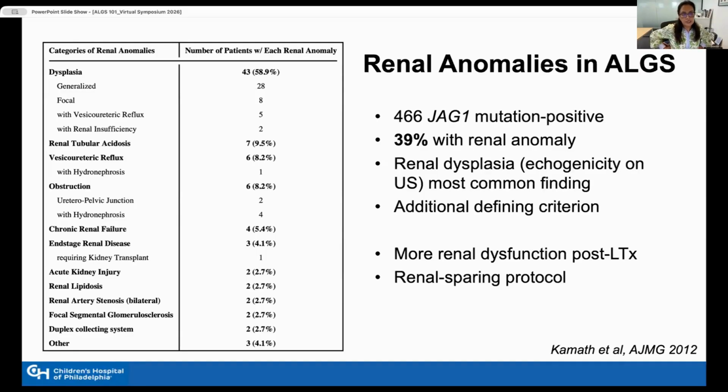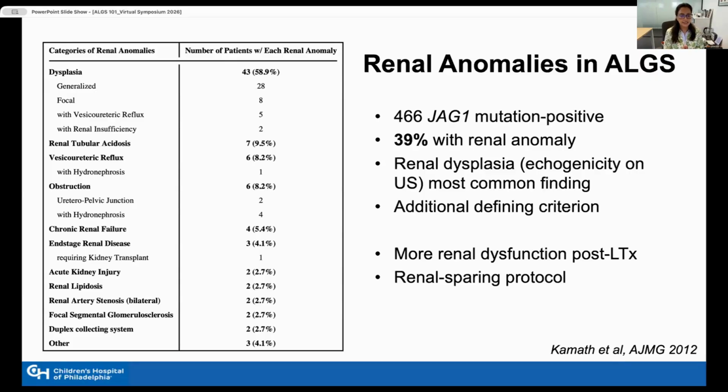One thing we have found is that after liver transplant, when all patients after liver transplant are exposed to immune suppression, we know that there's a risk of the kidneys being negatively impacted by those immune suppressant medications. What we have found is that patients with Alagille syndrome are more likely to have kidney problems after liver transplant when they are on immune suppression.